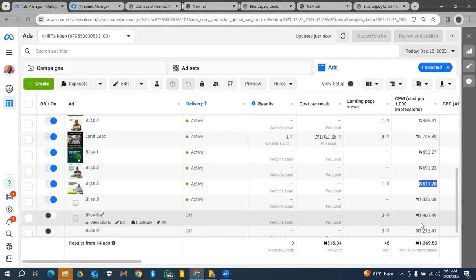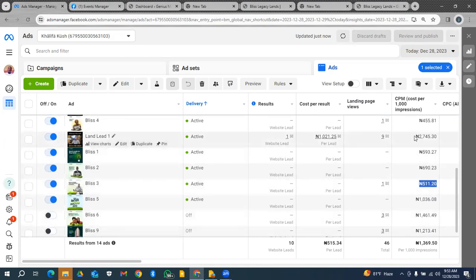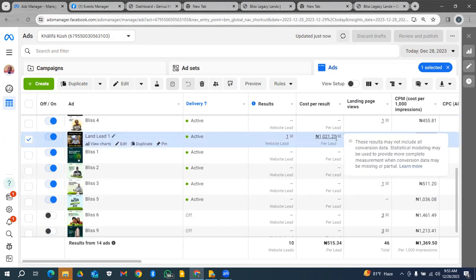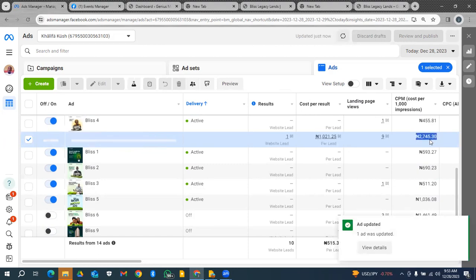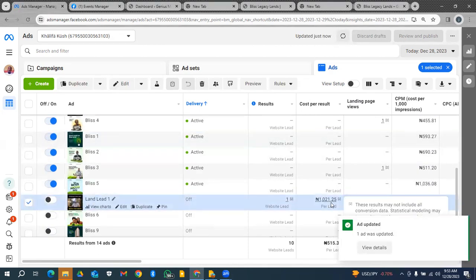So you can see, look at this one, it's even on 2,000 naira. You can see it's on 2,000 naira. And you can see how much that affected the cost per lead. You can see that the cost per lead is 1,000 naira. So I'm even shutting down this particular one because it's not giving me good results. So I shut it down because CPM is very high, cost per lead very, very high. So I can't run with it, right?